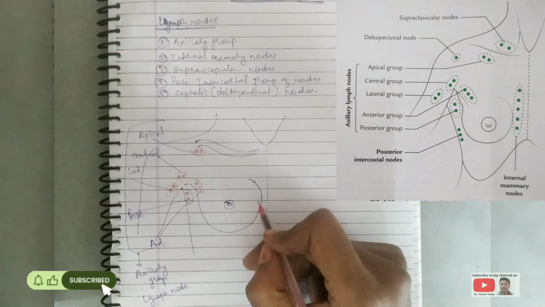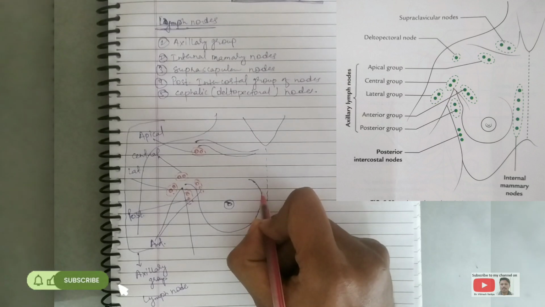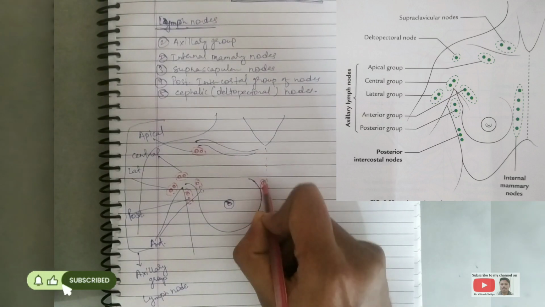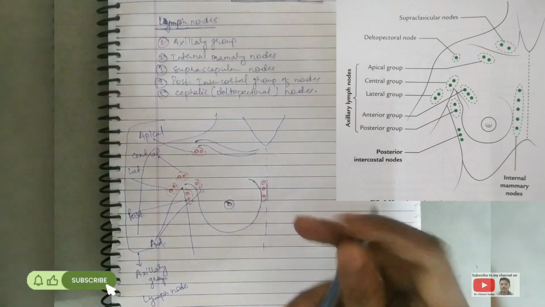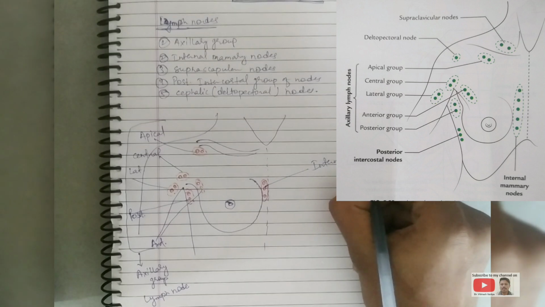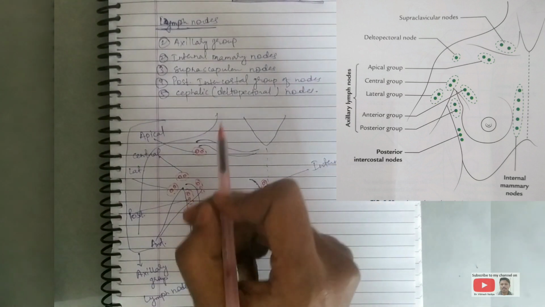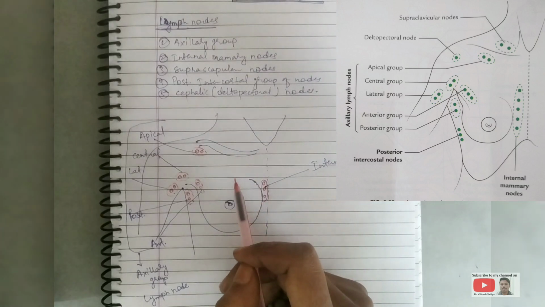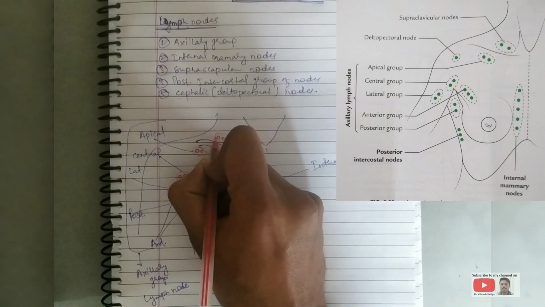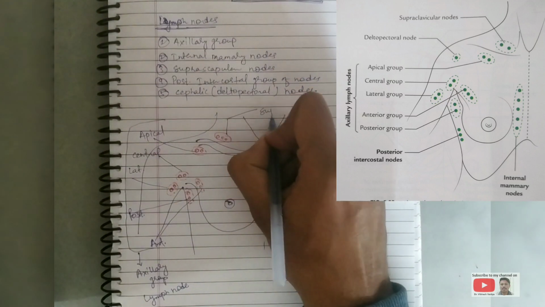So we're talking about the internal mammillary nodes. These nodes lie along the internal thoracic vessels. So here we have the location of the internal mammillary lymph nodes. So these are the internal mammillary nodes. Okay, now we have the suprascapular lymph nodes. As the name indicates, suprascapular lymph nodes, that means they lie above the clavicle. So here we have the location of the suprascapular lymph nodes. So these are the suprascapular nodes.